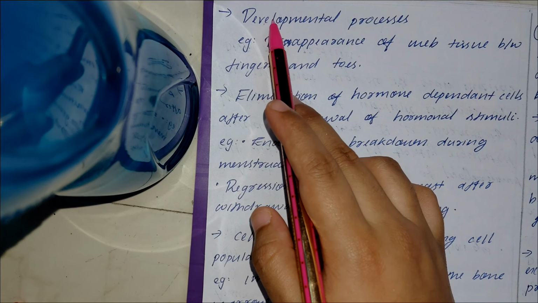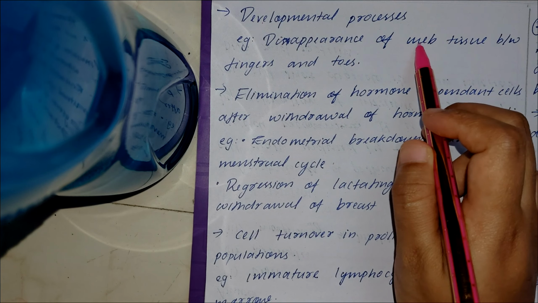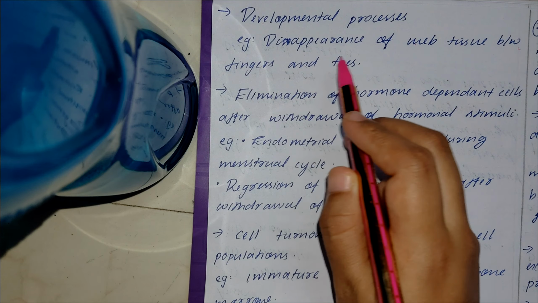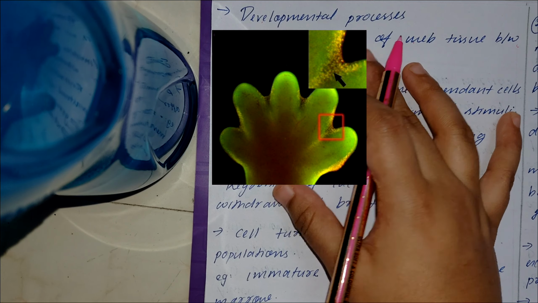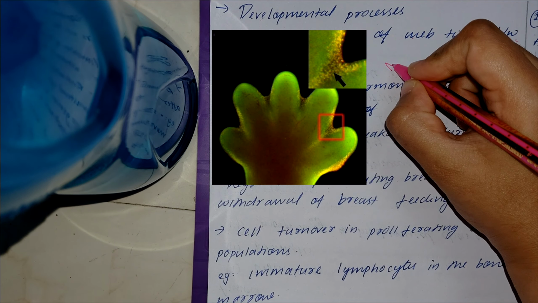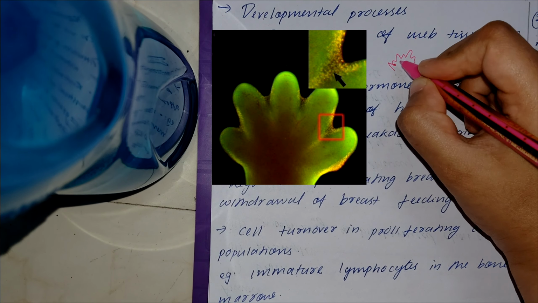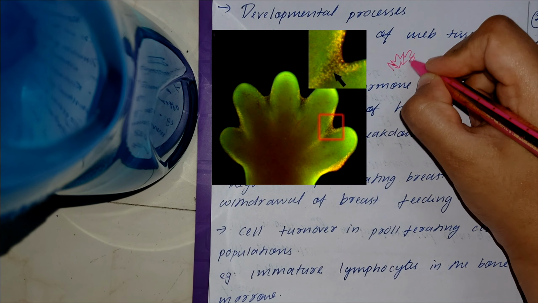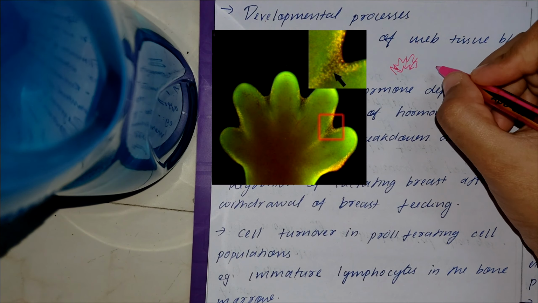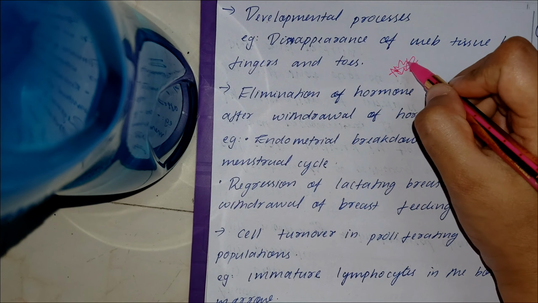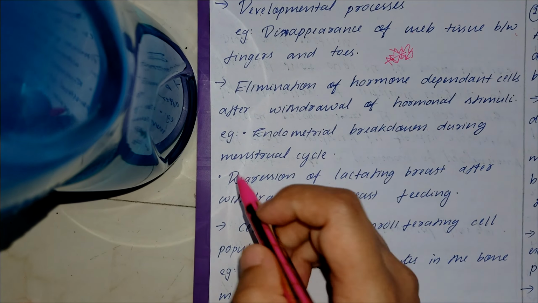Okay. Second thing is in developmental processes. Example, disappearance of web tissue between fingers and toes. I will try to add a picture over here. That means this will be the fingers, right? So in babies or in the fetus, it will be webbed at first. So it is through apoptosis that this webbed skin is reduced, and we are having our beautiful hand. Just ignore this image. I will give it a nice image over here.